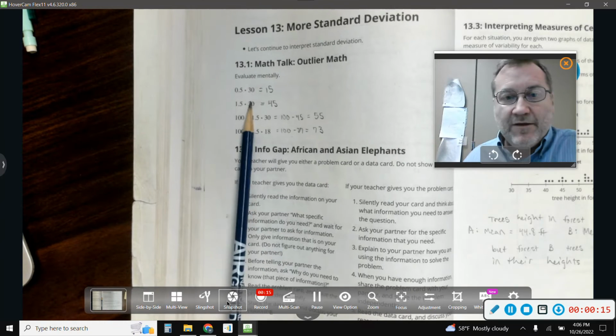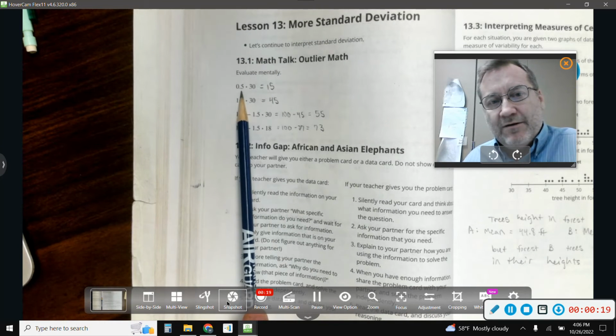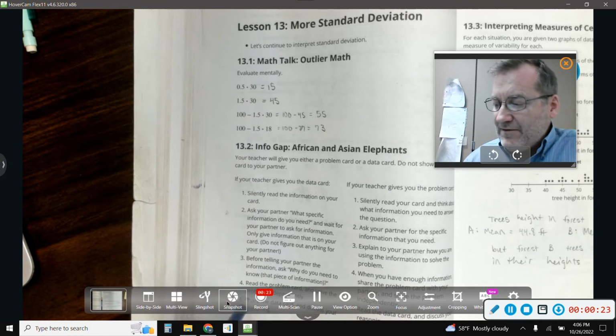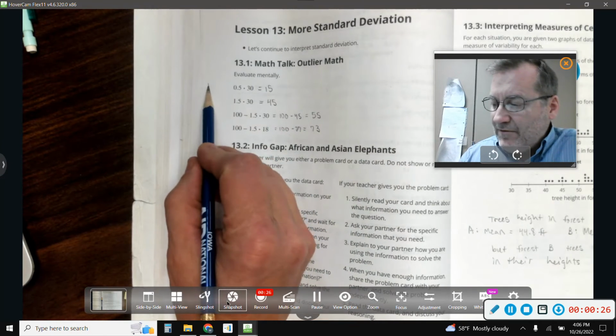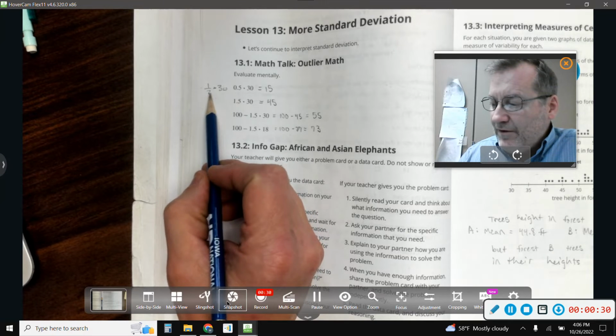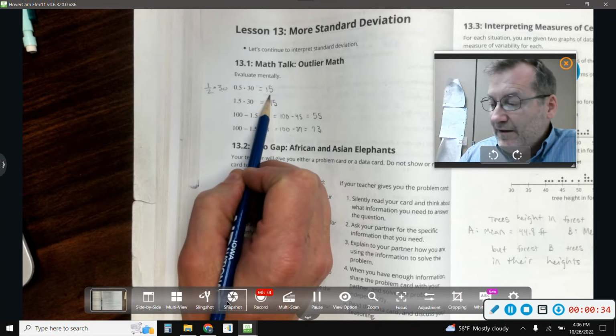So they start out with a little bit of mental math. It says evaluate mentally. You got 0.5 times 30. So remember 0.5 is essentially a 1/2. So you're talking 1/2 of 30. Hopefully you can do that mental math in your head. Take 30 and split it in 2 equal parts. So that's 15.